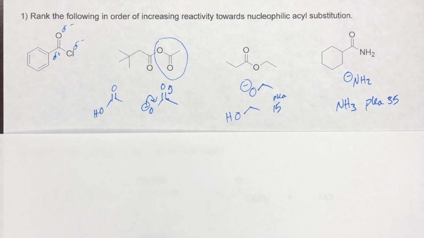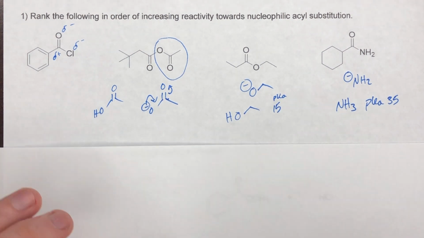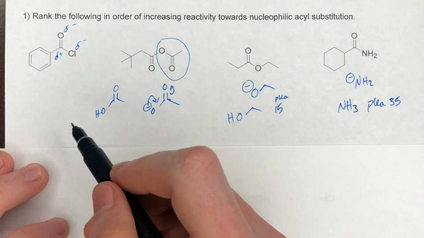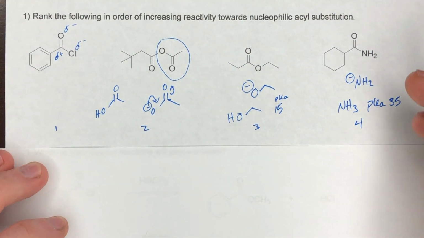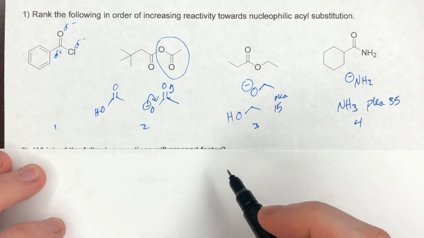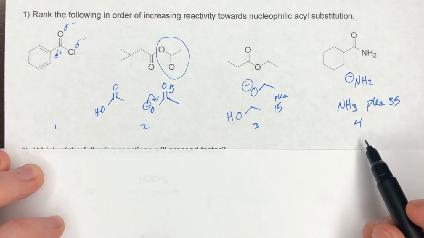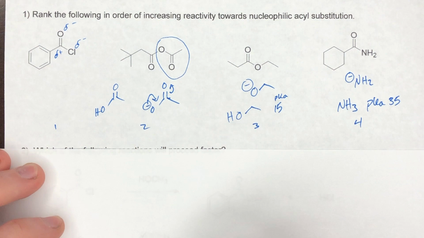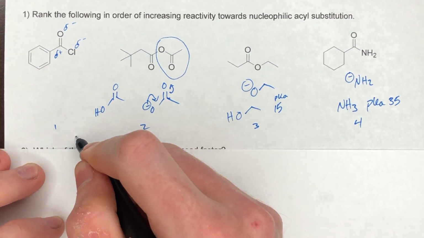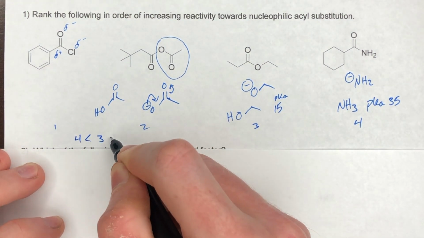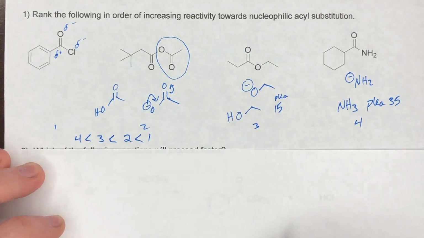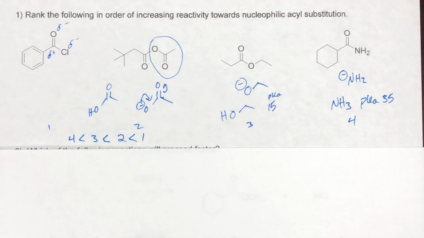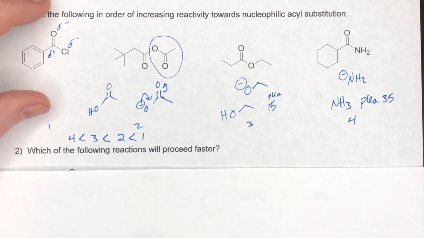So now if we need to list this in order of increasing reactivity, let's call these molecules 1 to 4 going left to right. So here's 1, 2, 3, and 4. So 4 is the least reactive towards this, 1 is the most, so we're just going in the opposite order here. So 4 is less than 3, which is less than 2, which is less than 1, which is our acyl halide, and is the most reactive. All right, and that's this question. So let's move on to the next one.